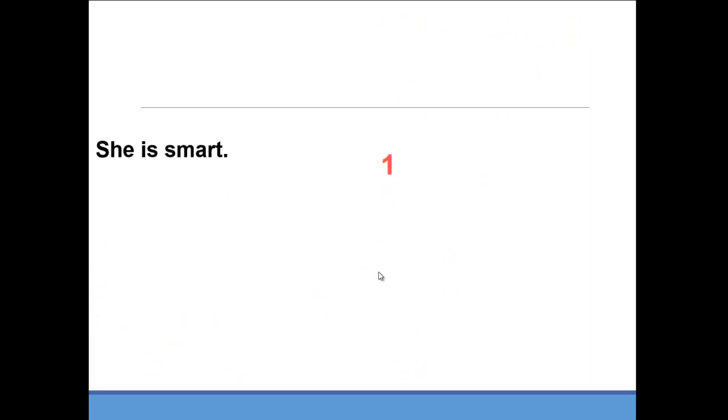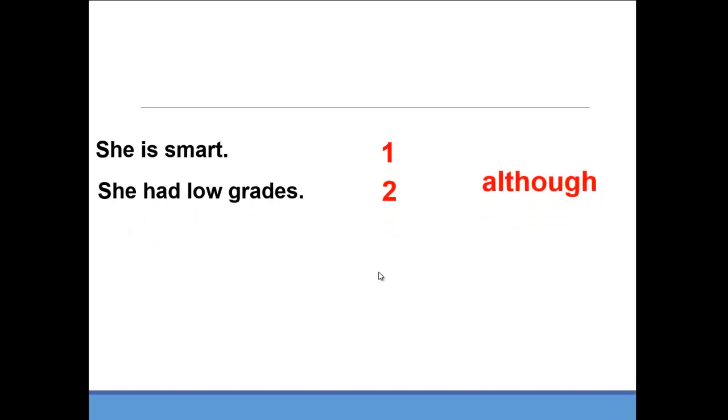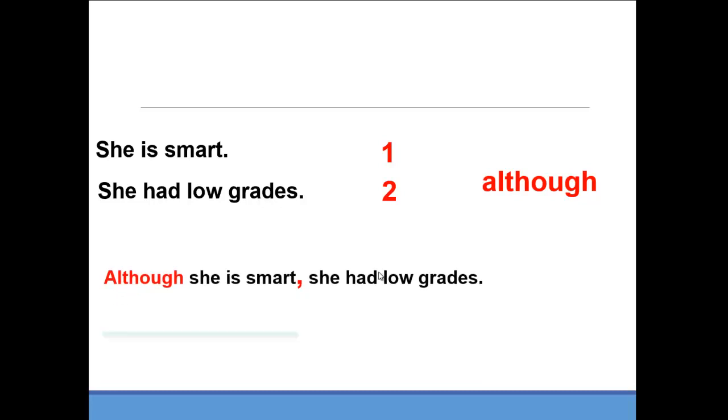She is smart. She had low grades. Let's use the subordinating conjunction although. The subordinating conjunction although joins two opposite ideas. She's smart, but she had low grades. So these are two opposite ideas that will be joined with the subordinating conjunction although. Although she is smart, she had low grades.